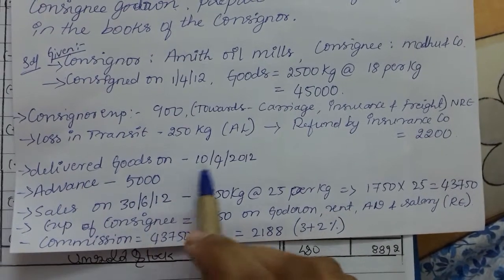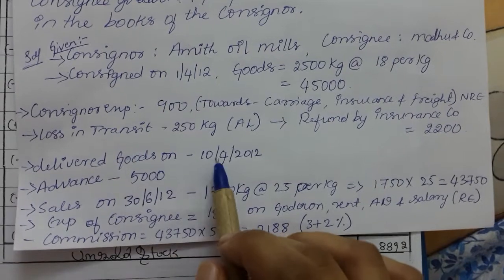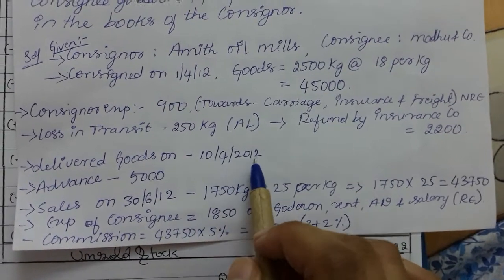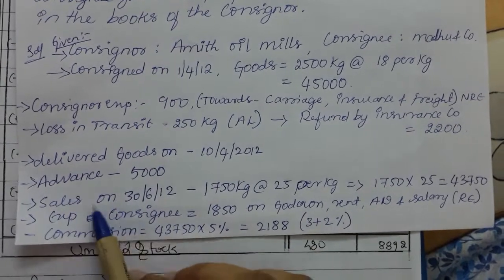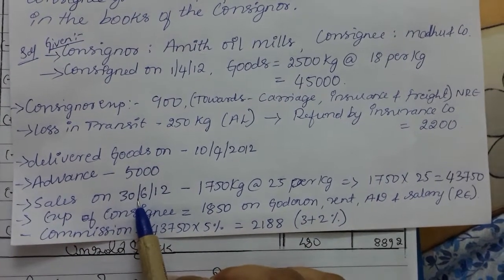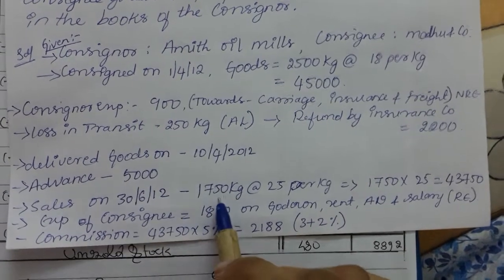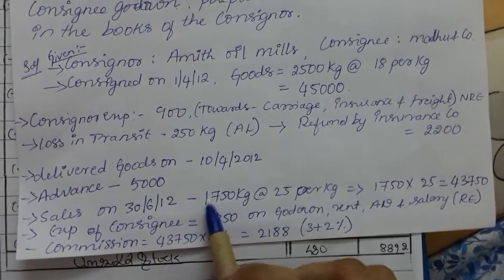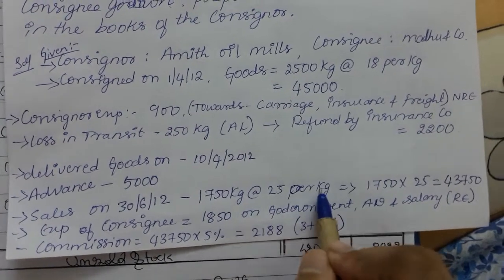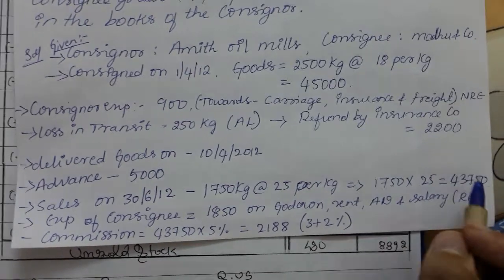Next is delivered goods on. So on what date the goods was received by consignee, that is on 10/4/2012. So advance has been paid worth of 5000. So sales: on what date the sales report has been sent by consignee to consignor, that is 30/6/2012. On how much has been sales made by consignee, that is 1750 kgs at 25 per kg. The amount is 1750 into 25, that is 43,750.